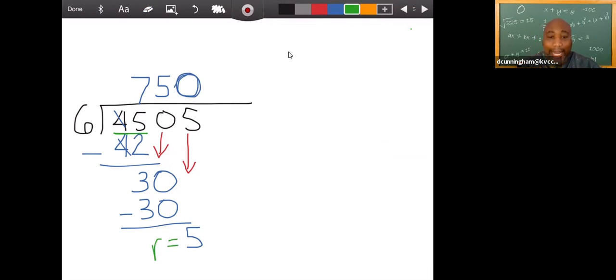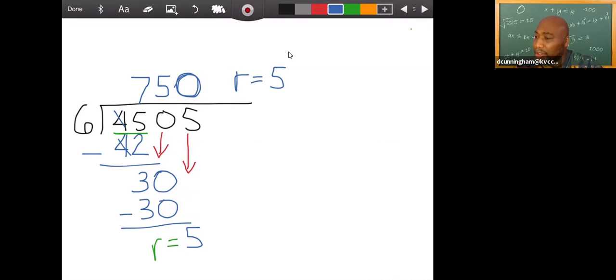Your remainder is always less than your divisor. So 5 is less than 6. So how do I write this? You're going to say the answer is really going to be 750 with a remainder of 5. And just say R is equal to 5.